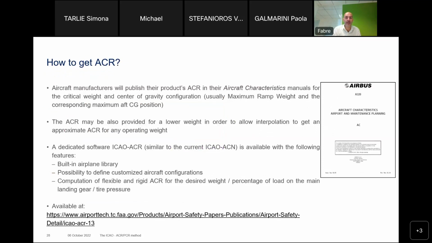So before the break for questions, this is the different way of accessing the ACR data. Basically, the aircraft manufacturers publish their aircraft models' ACR in a document called the ACAP, the aircraft characteristics for airport planning, or the aircraft characteristic manuals. In this document, we provide the aircraft ACR for the critical weight and the center of gravity configuration.